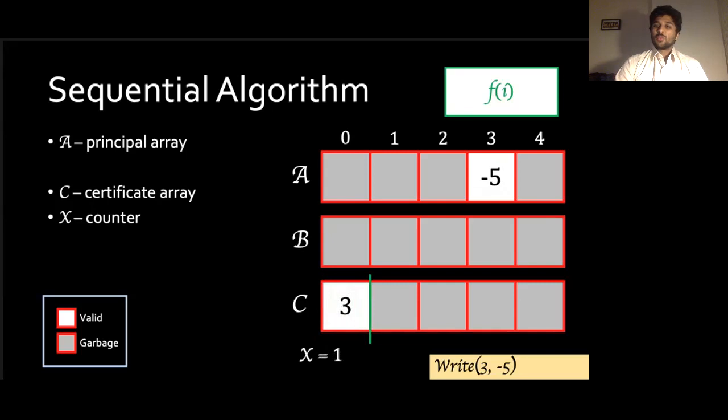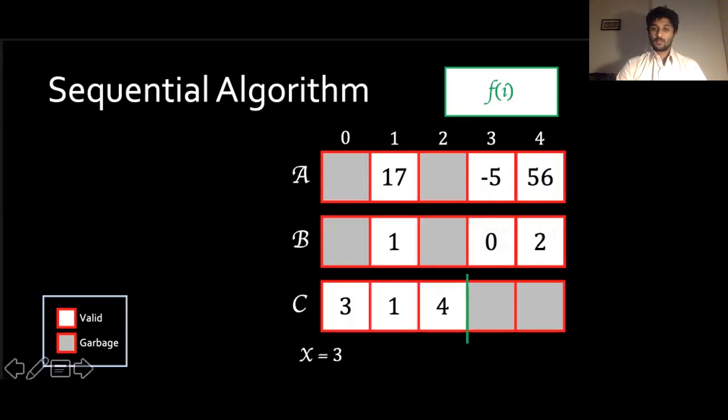While C0 through x minus 1 stores pointers to all the valid elements of the principal array A, a read I operation would need to quickly figure out whether the element I has a valid certificate without looping through x certificates. The B array of certificate pointers is there for exactly this reason. Right after we write a certificate for index 3 in C0, we store the index of the certificate, 0, in B3 so we can quickly locate that certificate in the future. Here is an illustration of the state after 2 more writes, write 1, 17 and write 4, 56, have been executed.